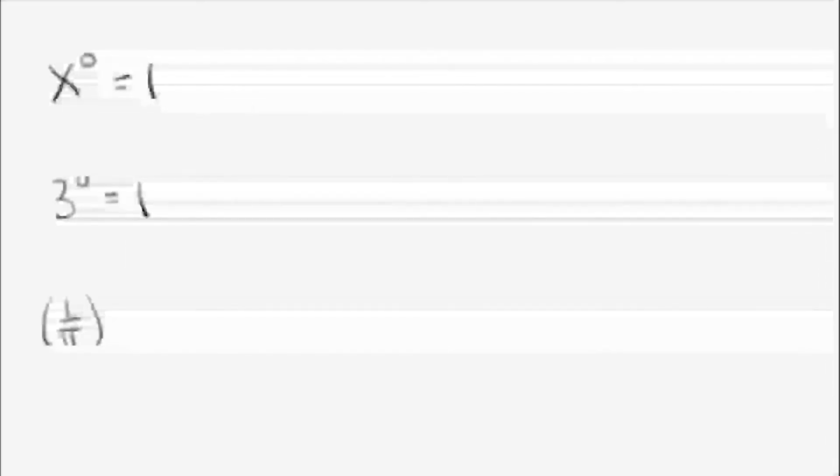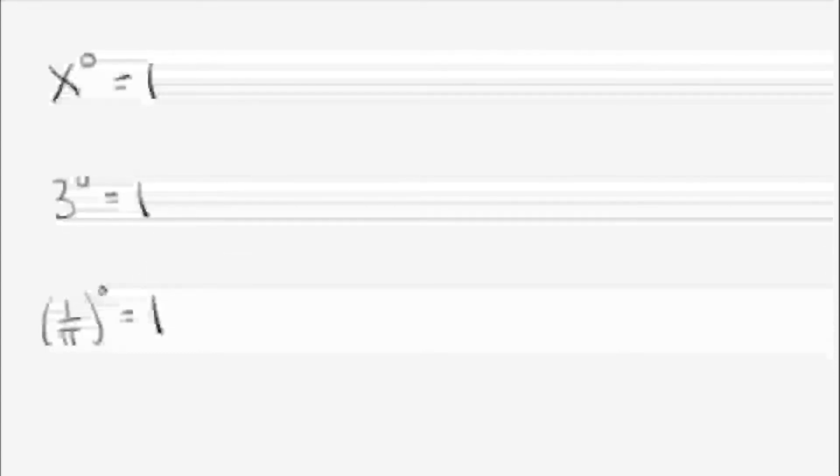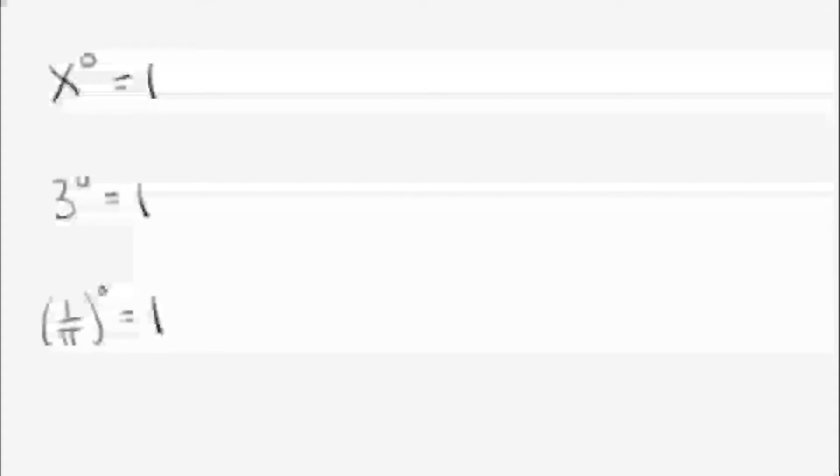x to the 0 equals 1, or maybe it's a number, 3 to the 0, or really anything you want. You can make it as complicated as you like. All of these things all equal 1. And a good question is, why? Why does that equal 1? Did someone just decide that's what it's going to be? And the answer is no. We can show that it has to equal 1.